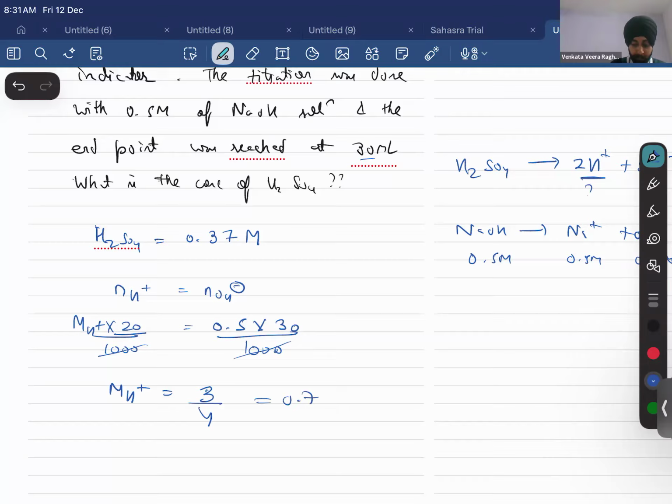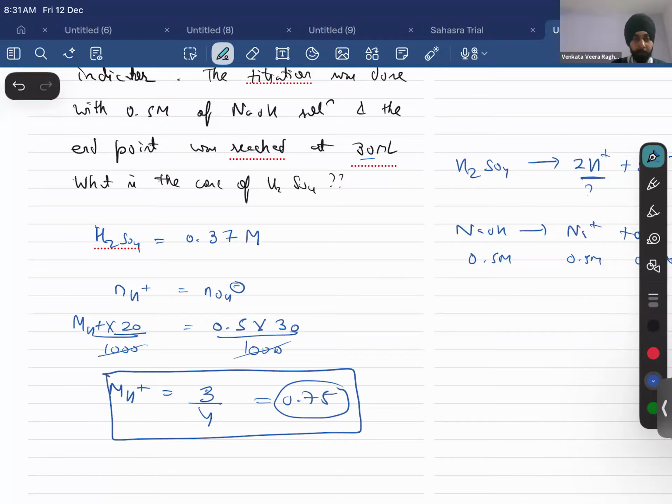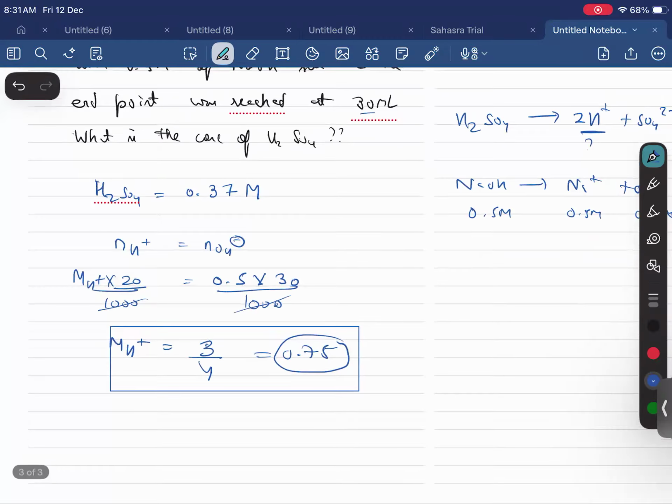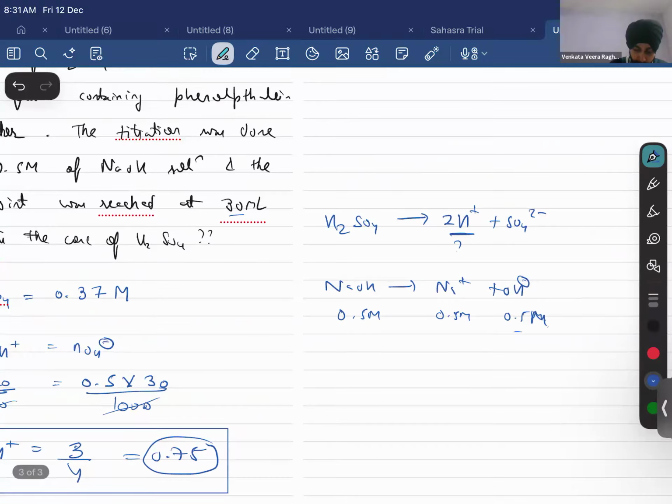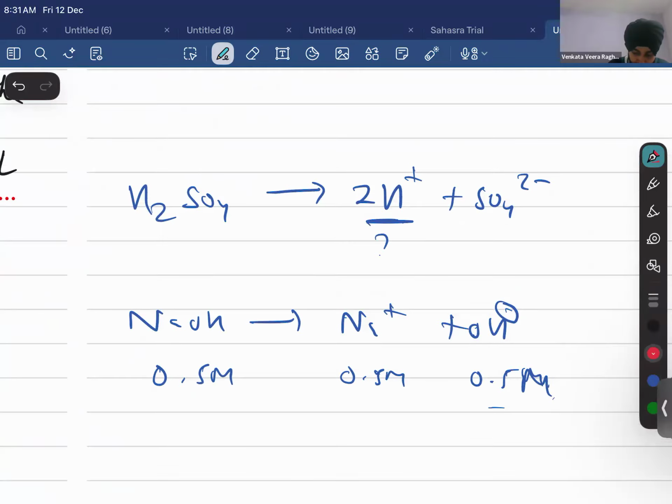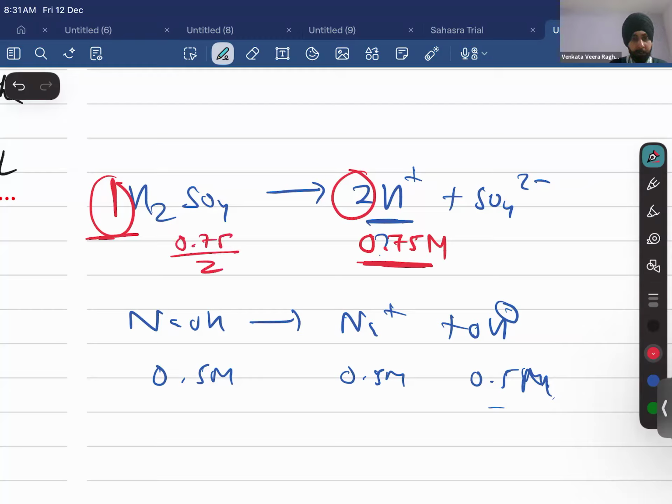Are you getting 0.75 for the molarity of H plus? Yes, sir. Then, sir, we have to look. See, now you got the concentration of H plus from here, which is 0.75, and you know the stoichiometry is 1:2. So if this is 0.75 molar, then what will it be? Half of it, 0.75 by 2, which is 0.375? Yes, sir. 0.375. Okay. I hope this is clear to you guys.